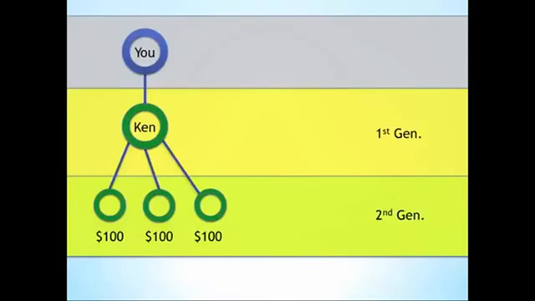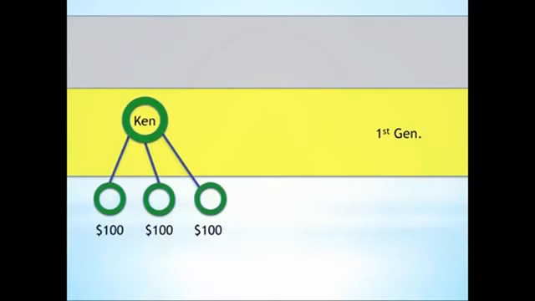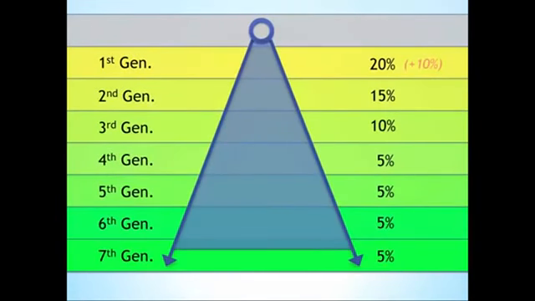If each of Ken's 3 personally enrolled people are earning $100 and they're on your second generation, you'll earn a bonus of 15% based on their earnings. So in this case, $15 each. Up to this point, you've earned $200 based on Ken's earnings and $45 based off of Ken's people's earnings. Ken, by the same mechanism, would have earned $20 from the earnings of each of his 3 people since they're on his first generation. This pattern continues through 7 generations of your enroller tree.